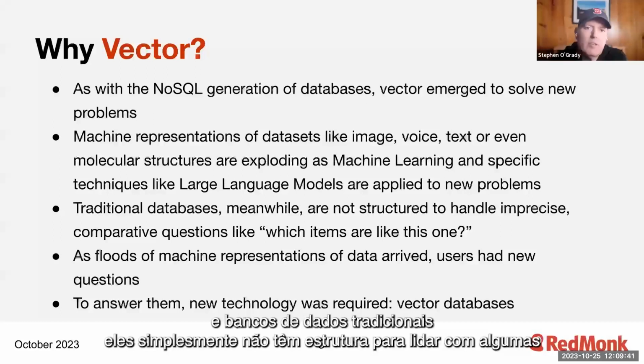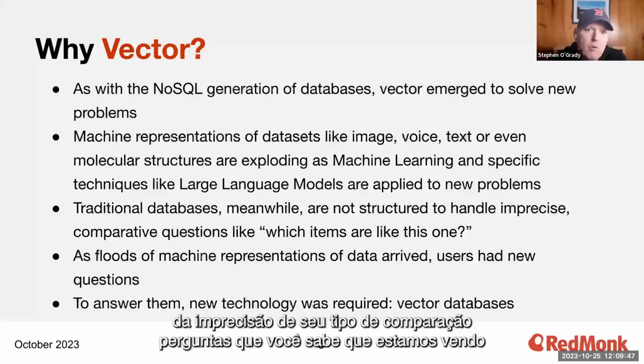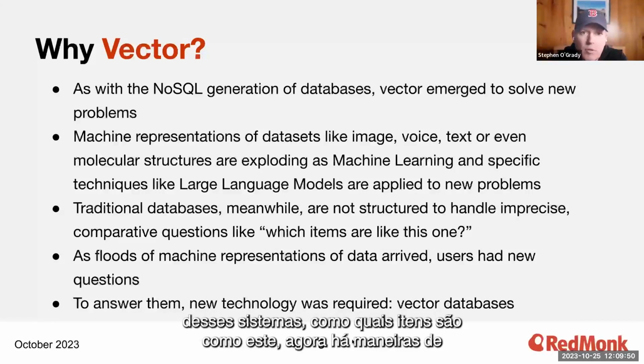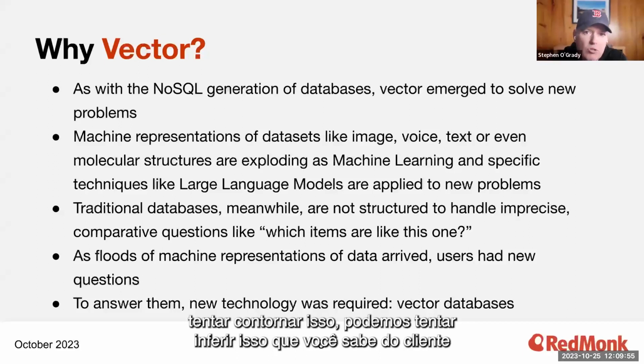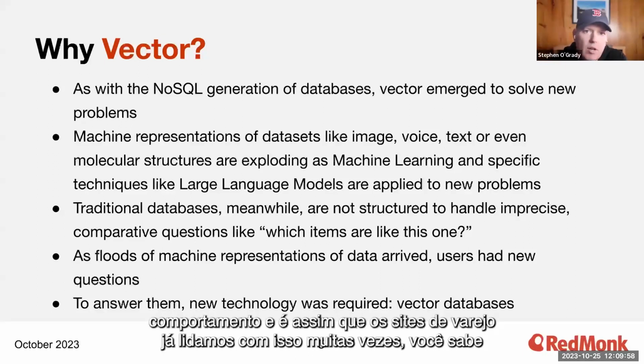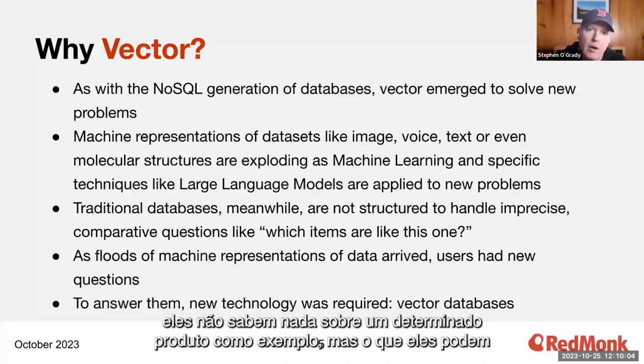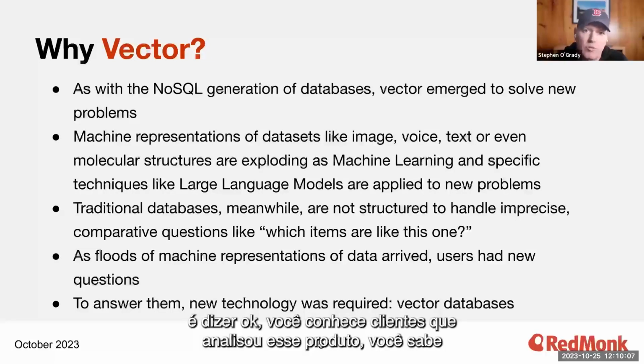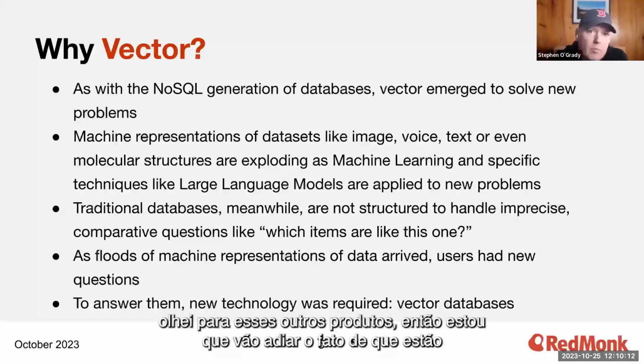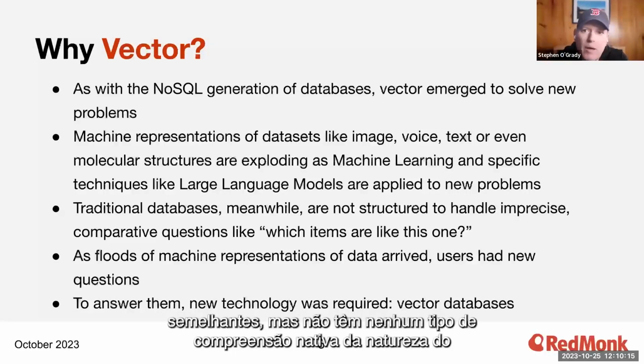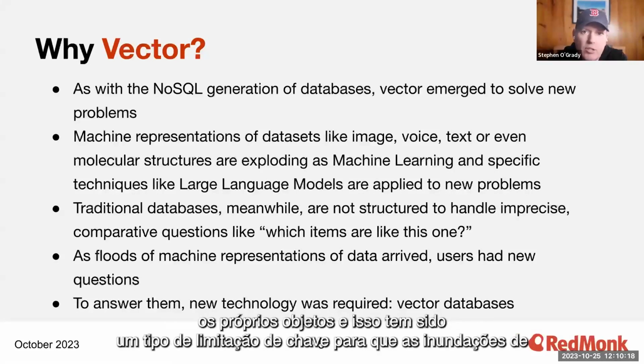And traditional databases, meanwhile, are just not structured to handle some of the imprecise, comparative questions that we're seeing from these systems, like which items are like this one. Now, there are ways to try to get around that. We can try to infer this from customer behavior, and this is how retail sites have often handled this. They don't know anything about a given product, but what they can do is say, okay, customers who looked at this product looked at these other products, so I'm going to infer from that they're similar. But they don't have any native understanding of the nature of the objects themselves. And that has been a key limitation.